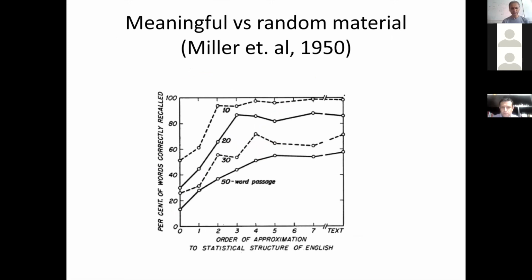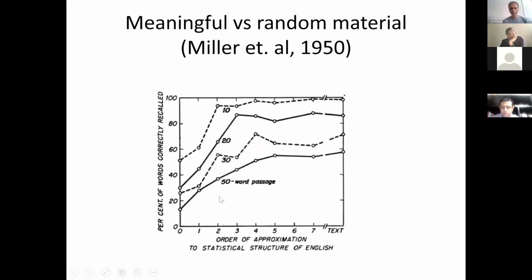So for example, if you have a list of 20 words, you can ask how many words of this list people can remember. So this is a percentage of recalled words. And then you can make the list more and more meaningful and more similar to the actual language. The way you do it is to generate statistical correlations between the words, using words that people actually use when they speak. You can make these correlations of higher and higher order. Let's say order two means that pairs of words are generated from natural speech, then triples of words, etc., up to the real text.